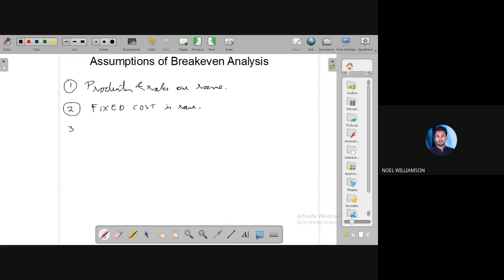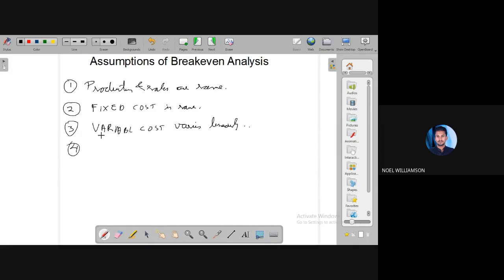Next, third one will be regarding the variable cost. So we are assuming that the variable cost varies linearly, but in the actual case, it may not be varying linearly. It may change in another manner, maybe exponentially, or sometimes it may not change. Anyway, we are assuming that the variable costs are varying linearly.